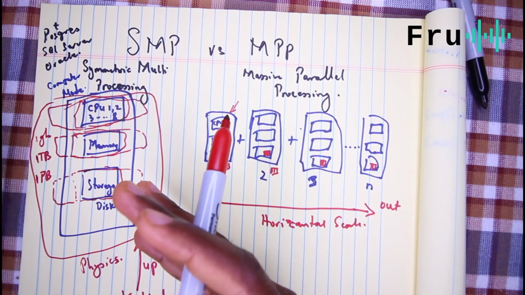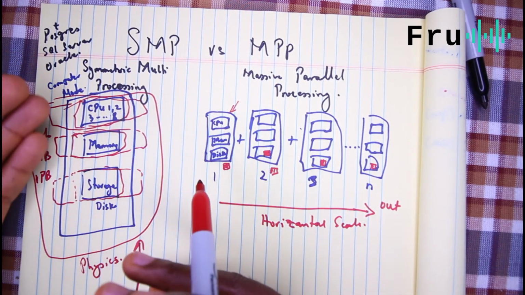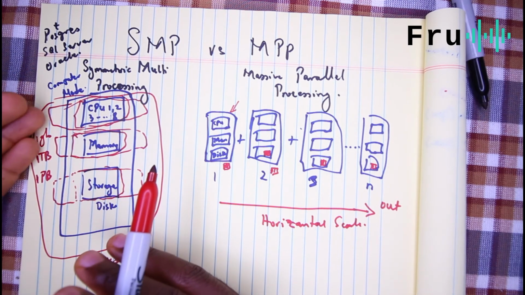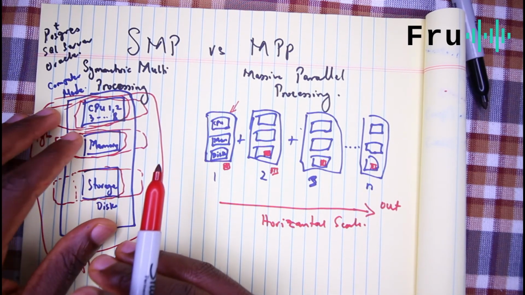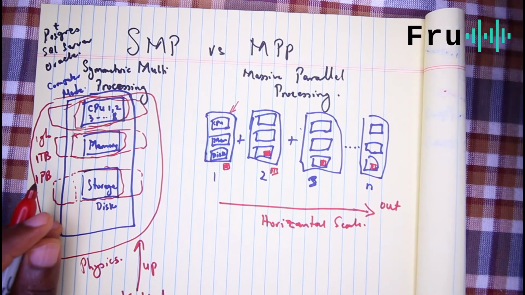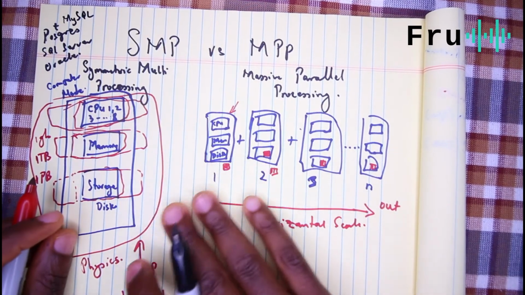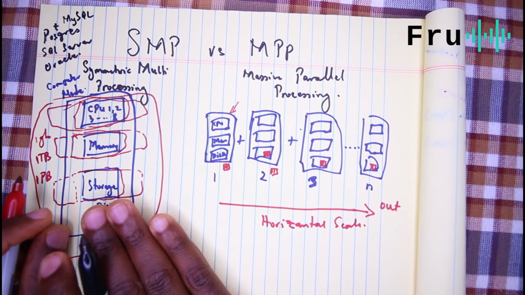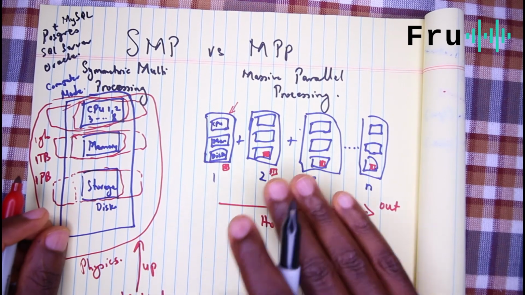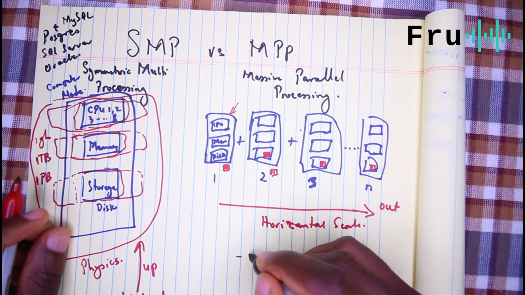SQL Server, Oracle, maybe not DB2, but Postgres, and there are many. MySQL even would be in here. That's a good one, MySQL. A lot of databases, if you work in the database world, will fall under this architecture. But now on the MPP side, you have a lot of databases too.